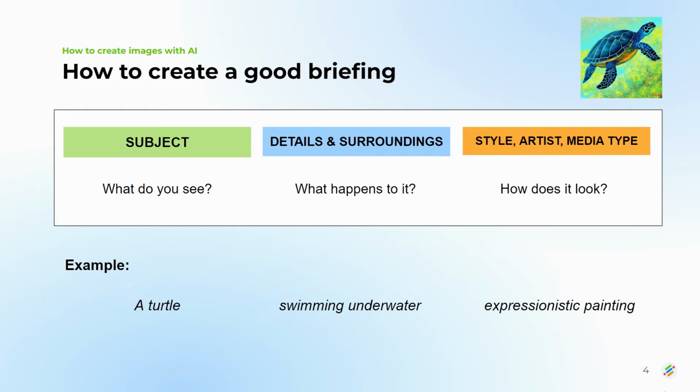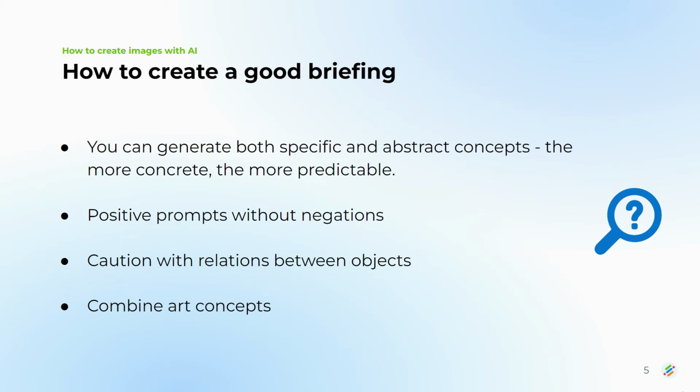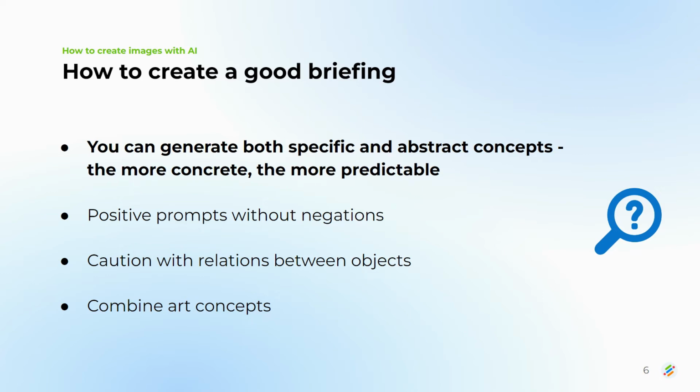Currently, the AI image technology only understands English text prompts and input. This will most likely change in the future, but until then, you can use free online translator tools like dall-e to translate your prompts if English is not your native language. Now that you know the basic structure of a good brief, I'd like to share a few more tips with you. You can generate both concrete and abstract concepts.